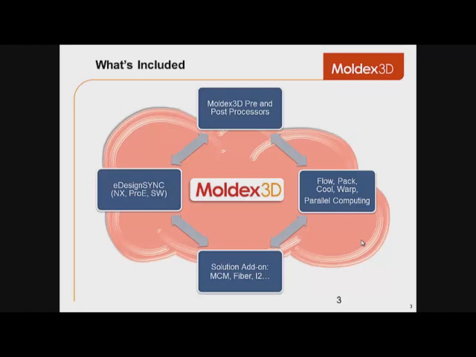There's also solution add-ons, which include multi-component molding, fiber orientation analysis, and the I2 analysis. This allows you to output the simulation data into FEA software like Ansys and Abaqus so that you can run FEA analyses from there. And finally, the private cloud includes the eDesign Sync system. These are basically plug-in systems inside NX, ProE, and SolidWorks from which you can export a mold directly from these CAD systems into Moldex 3D and run your analysis.